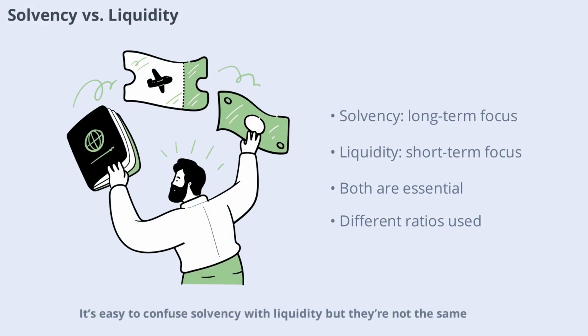It's easy to confuse solvency with liquidity, but they're not the same. Liquidity ratios, like the current ratio, focus on a company's ability to pay short-term debts using current assets. Solvency ratios, however, look at the long-term picture. Can the business meet its obligations years down the line? This distinction is important because a company might be liquid but not solvent, or vice versa. Understanding both concepts helps paint a complete picture of financial health.